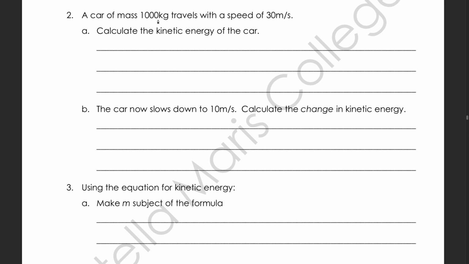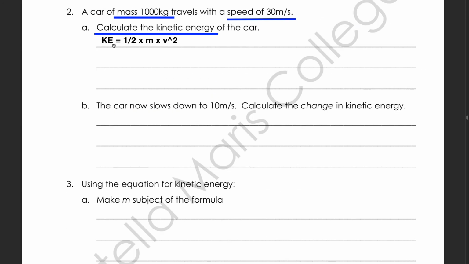Question 2. A car of mass 1000 kilograms travels with a speed of 30 meters per second. Calculate the kinetic energy of the car. So we were given its mass, its speed, and we have to calculate the kinetic energy. Once again, starting off from the equation, so KE equals 1/2 times m times the velocity squared.